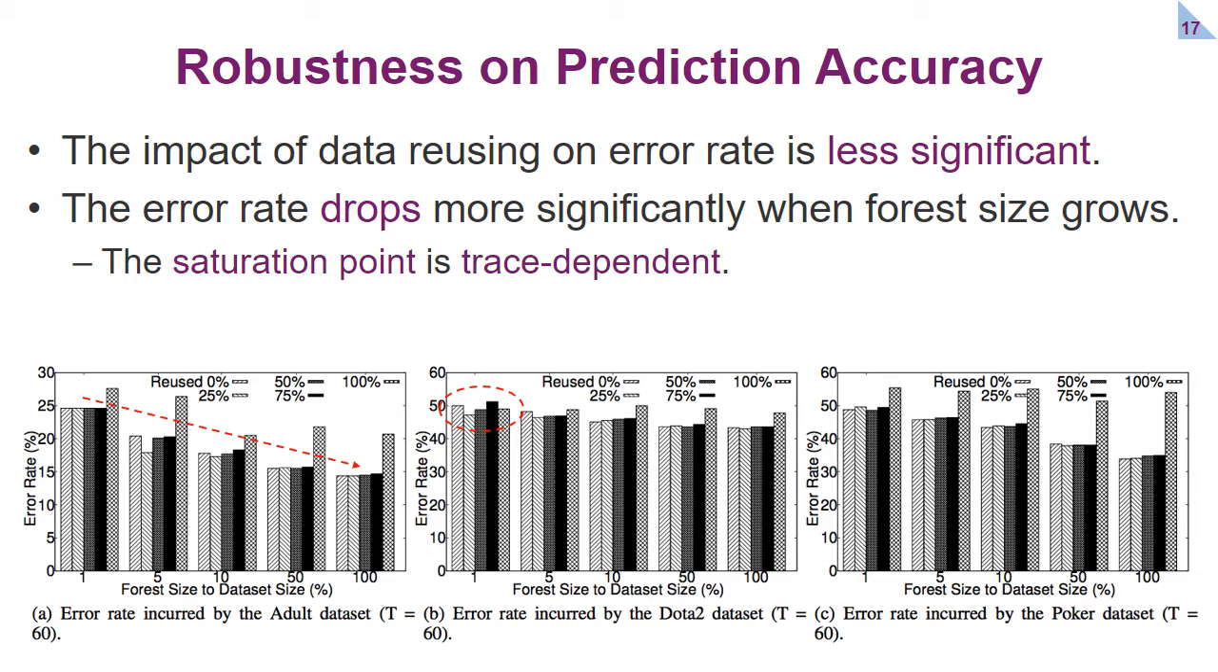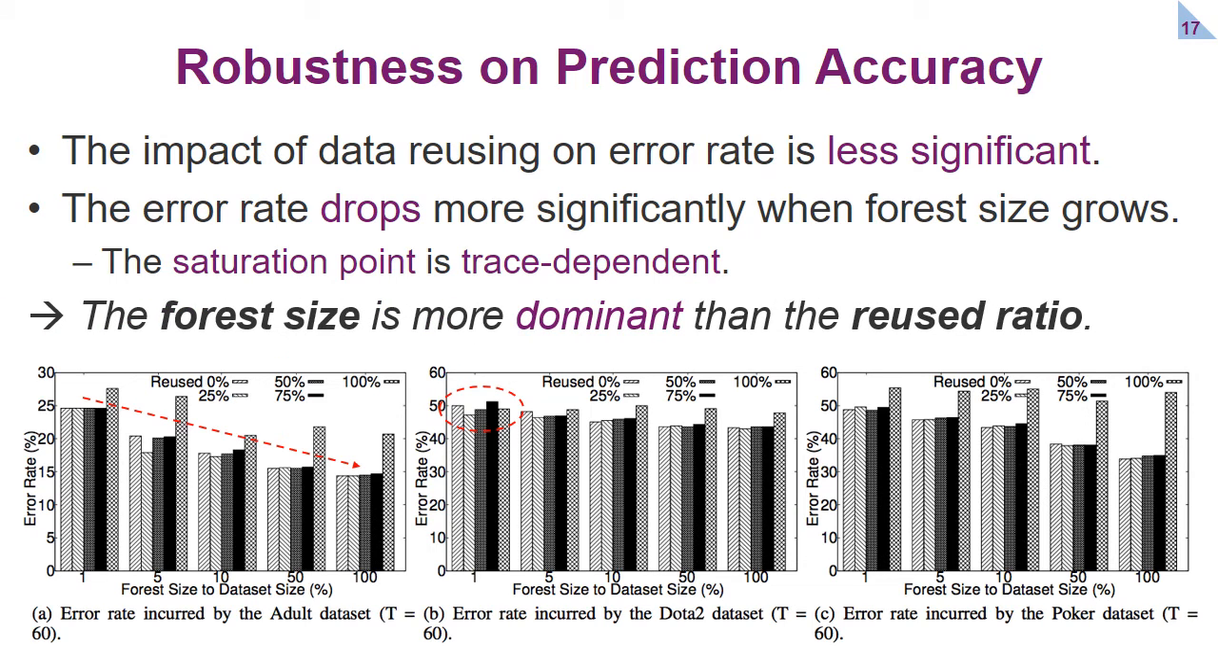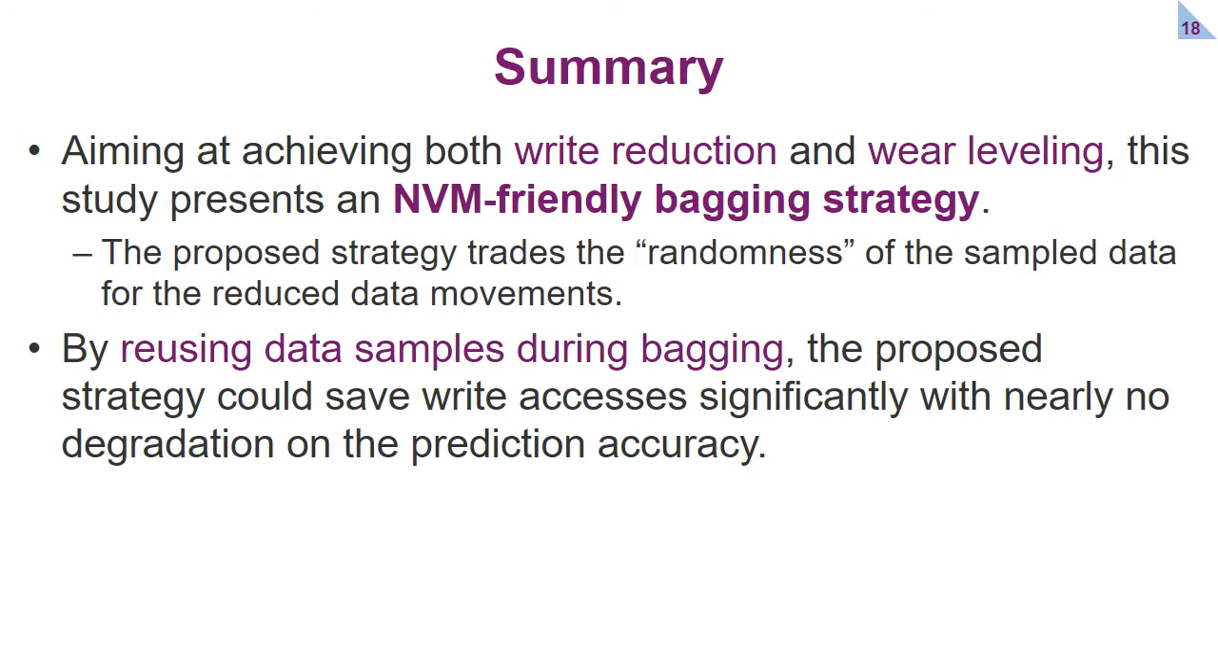In this figure, we find that the reusing ratio has less impact on the error rate, and the error rate drops more significantly when the forest size grows. This means that the forest size is more dominant than the reusing ratio. In summary, the proposed MVM-friendly packing strategy can achieve both write reduction and wear leveling, and by reusing data samples during the packing, the proposed strategy can save write accesses with nearly no degradation in prediction accuracy.